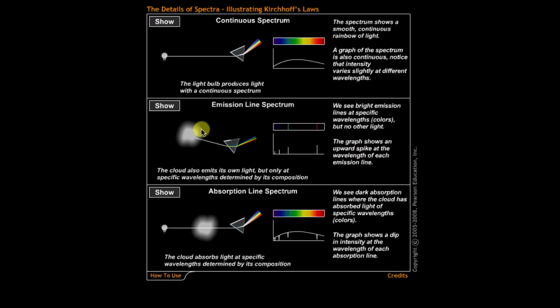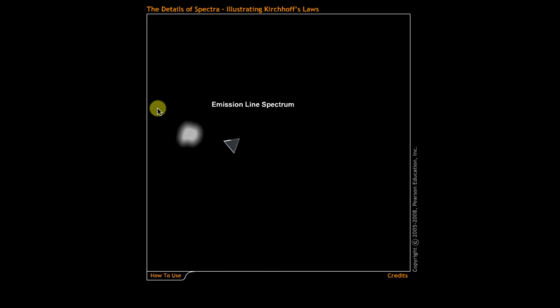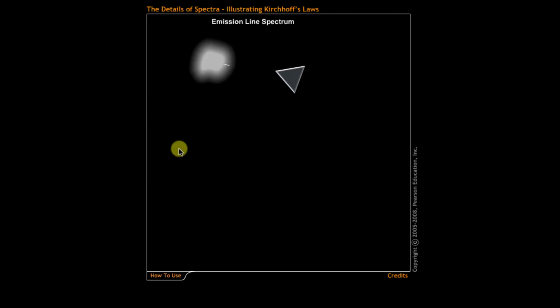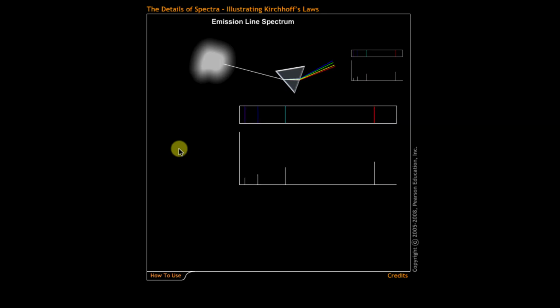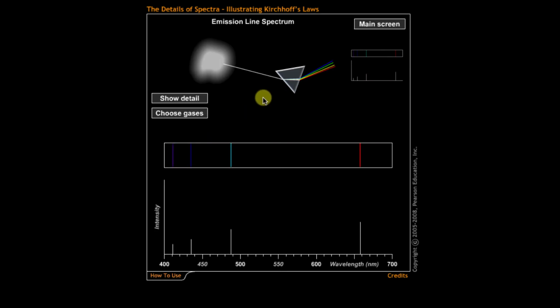Going back to the main screen, we can click on the emission line spectrum, show that. So here we show just light simply coming from a cloud of gas. Light that just comes from a cloud of gas shows just the colors that the gases of that cloud will emit. And so this might be hydrogen. It gives off a particular red color, a particular bluish green color, and some purpley colors here. And those are the particular visible light colors that a hydrogen gas gives off. And that's an emission spectrum.